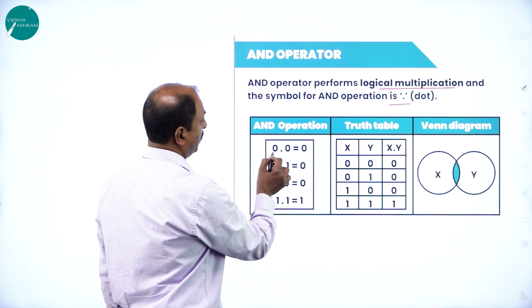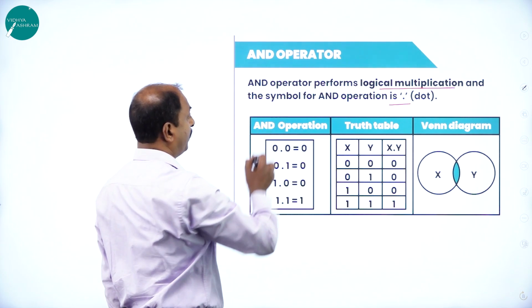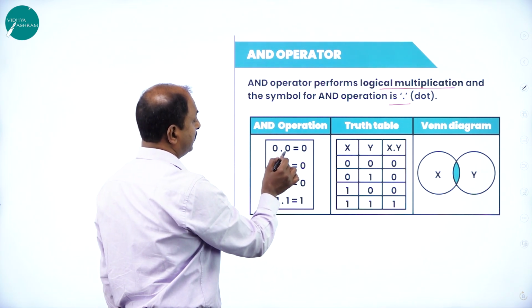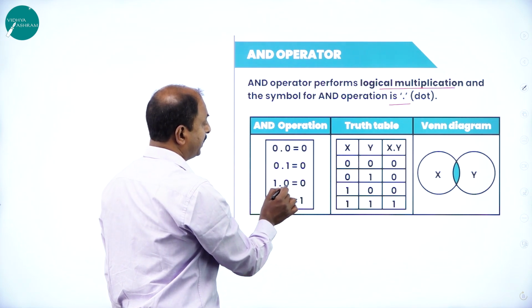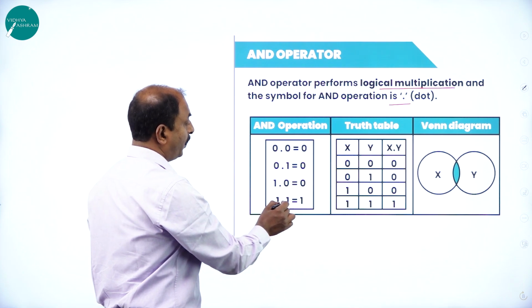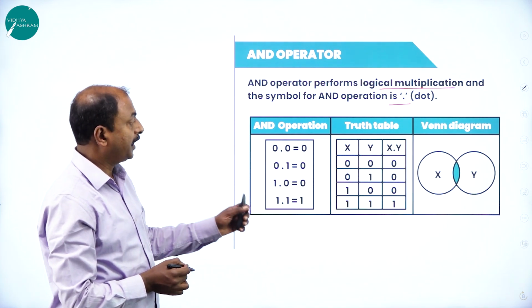So here, 0 and 0. Here dot stands for the AND operator. So 0 and 0 is 0, 0 and 1 is 0, 1 and 0 is 0, 1 and 1 is 1. So this is the logical multiplication.